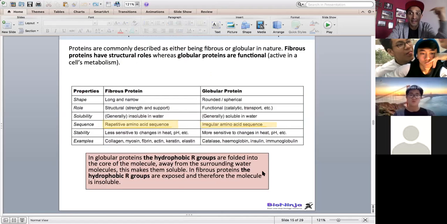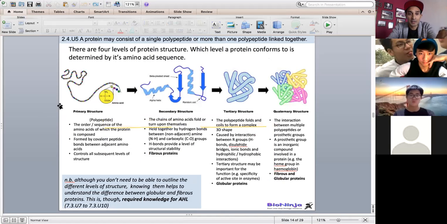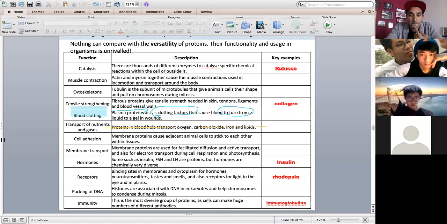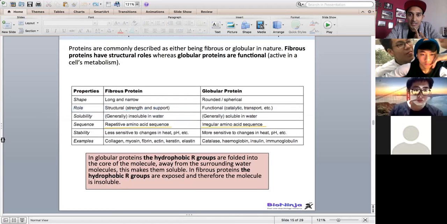So from last time, if we remind ourselves, the primary structure is the amino acid sequence, so that determines further structures. That means if the primary sequence is repetitive, you're likely going to end up with a secondary structure, a longer molecule. If it's more random and all over the place, you'll get more of a globular structure. Okay? So 2 types of proteins, fibrous versus globular. Their function is related to that.